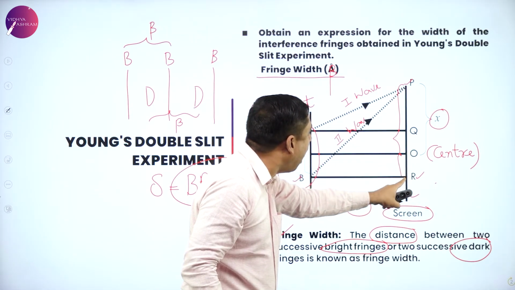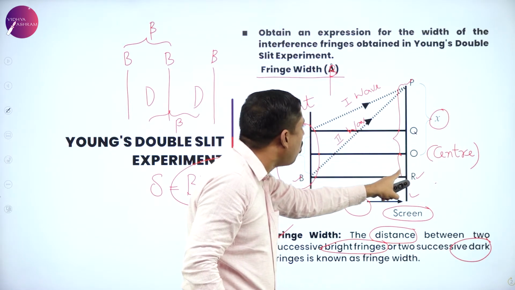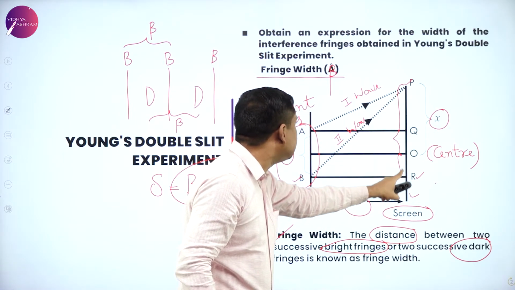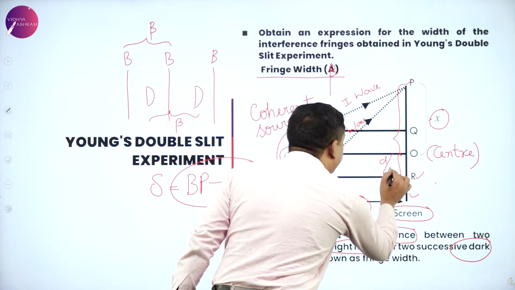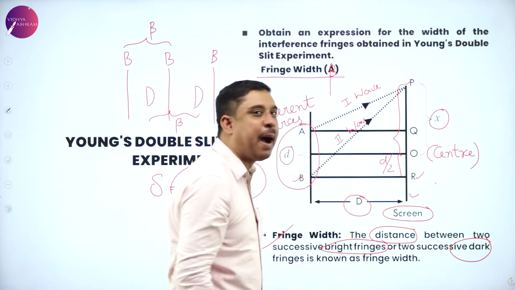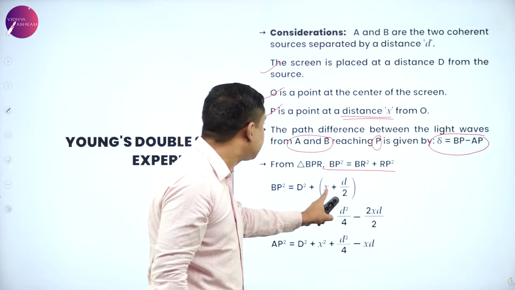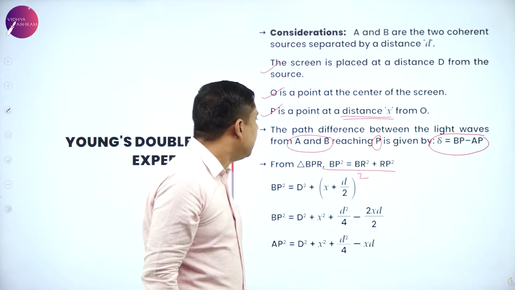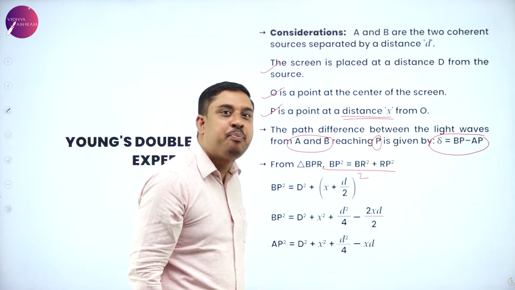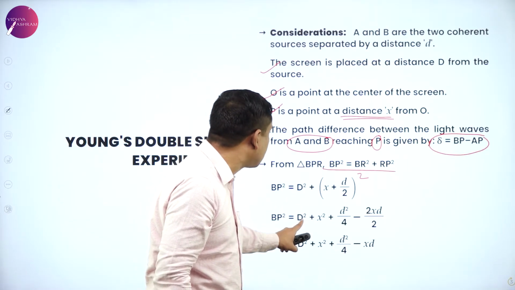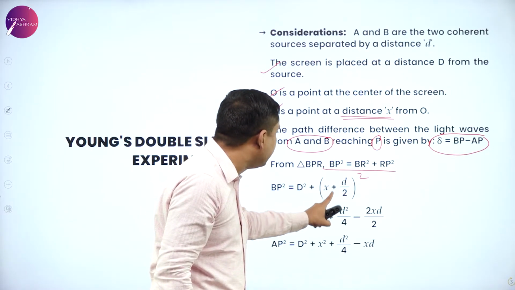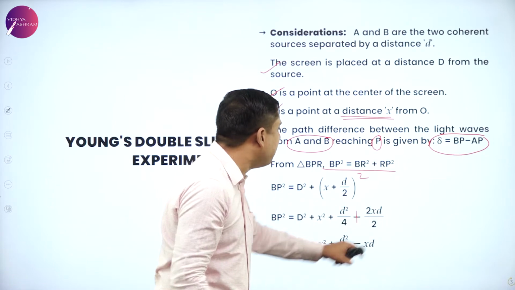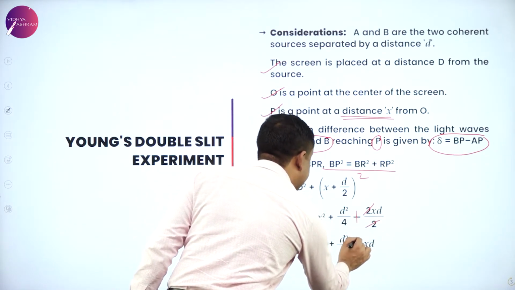PO plus OR is RP. What is PO, students? X. What is RO? This is d by 2. So X plus d by 2. So I have (X plus d by 2) whole square. Using the identity (a plus b) whole square, it is d square plus X square plus d square by 4 plus 2 x d by 2. The 2 and 2 get cancelled.